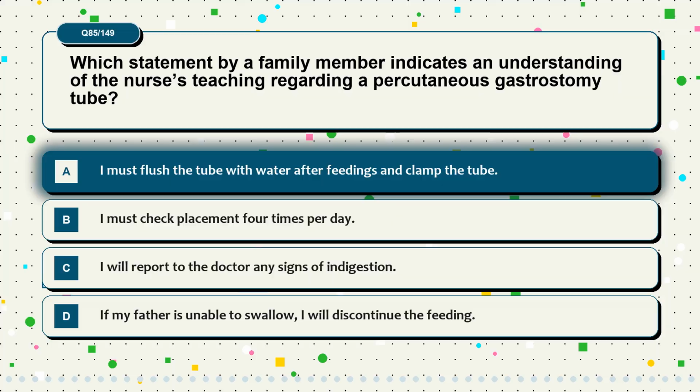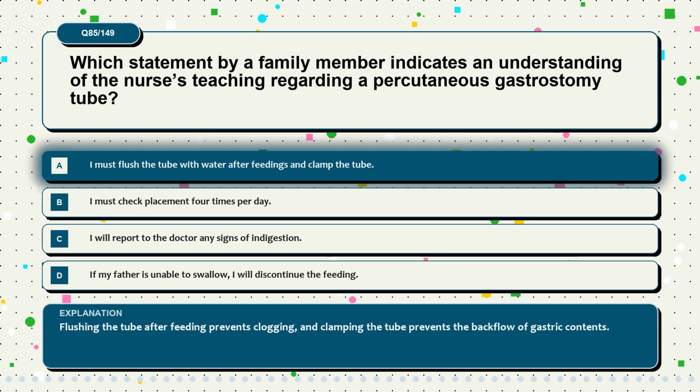The correct answer is option A. I must flush the tube with water after feedings and clamp the tube. Flushing the tube after feeding prevents clogging, and clamping the tube prevents the backflow of gastric contents.